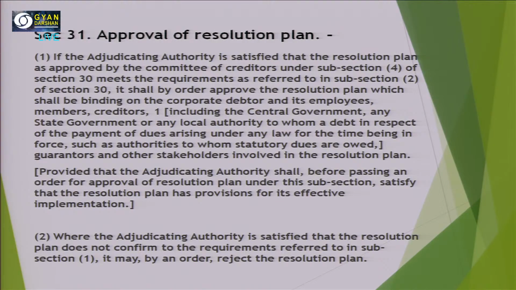Then comes approval of the plan by the adjudicating authority. It is covered under section 31. First, the adjudicating authority must be satisfied that all the compliances of the code and regulations have been met, and secondly, it must be sure that the plan is implementable and will be effectively implemented. In such a scenario, the adjudicating authority will approve the plan. After the order of the adjudicating authority, the plan will become binding on all concerned stakeholders, including the central government, state government, local authority, corporate debtor, its employees, members, and creditors, and all payment of dues will be as per the plan only.